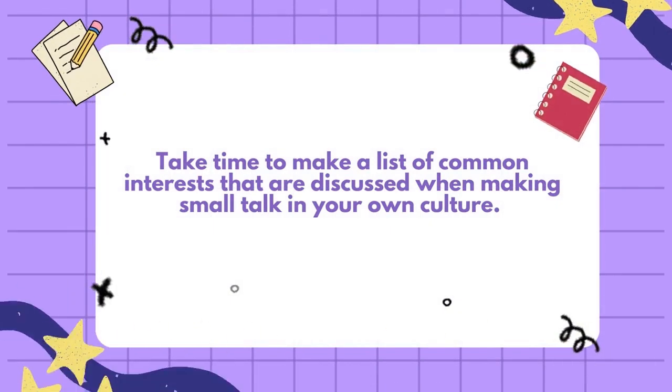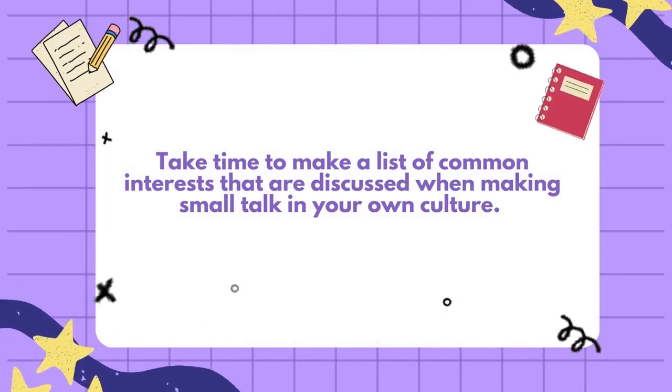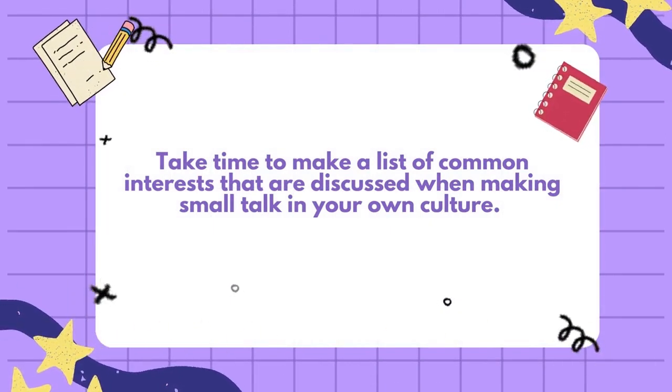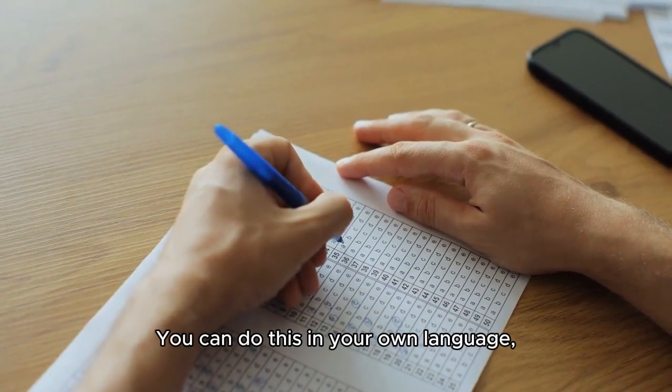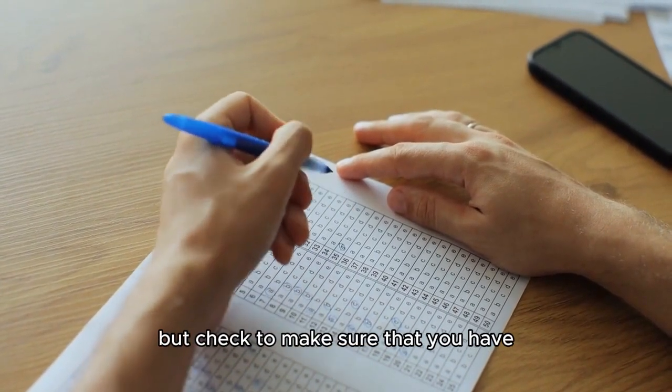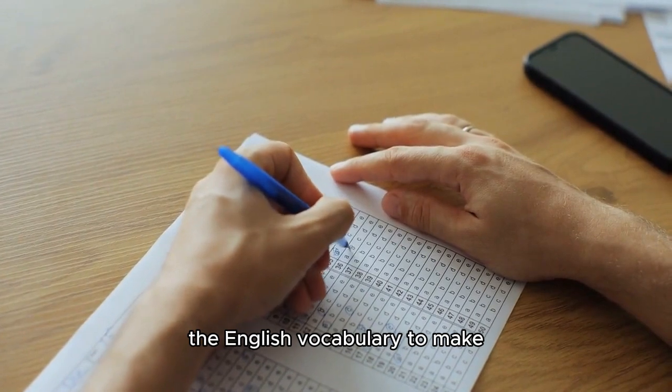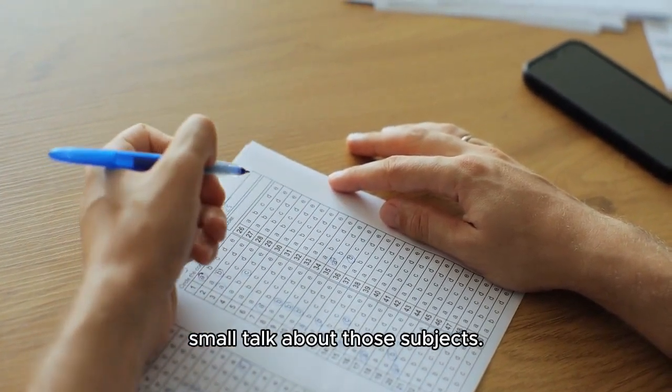Ask yourself about your culture. Take time to make a list of common interests that are discussed when making small talk in your own culture. You can do this in your own language, but check to make sure that you have the English vocabulary to make small talk about those subjects.